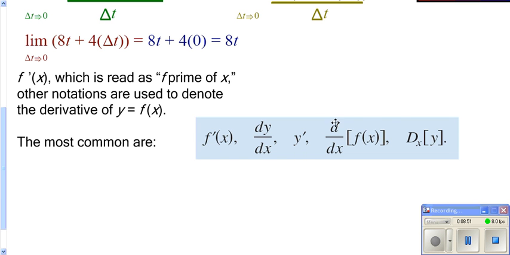Occasionally we will use the notation of d over dx of your function f of x, or a capital D with a subscript x of y. They all mean your derivative. The three in the front are the ones that will commonly be used.